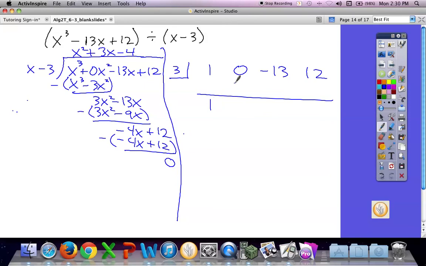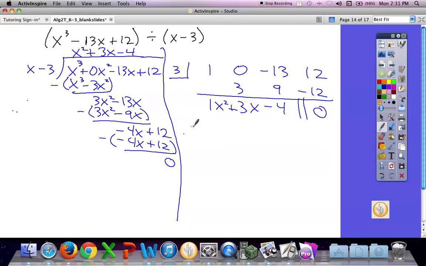3 times 1. 3 times 3. 3 times negative 4. 0. So the remainder is 0. And these are the coefficients of a polynomial of 1 less degree than I started with.